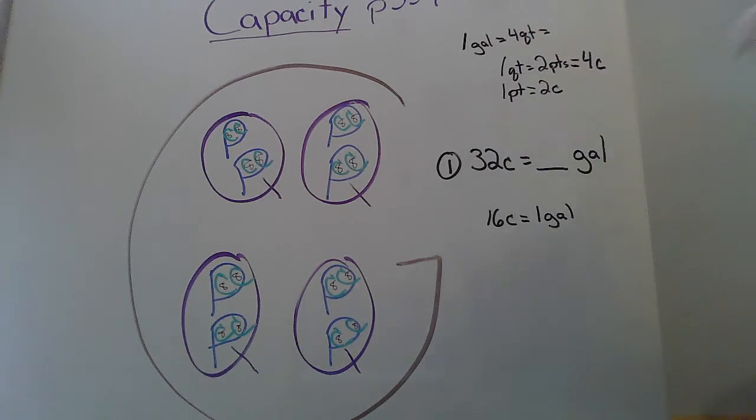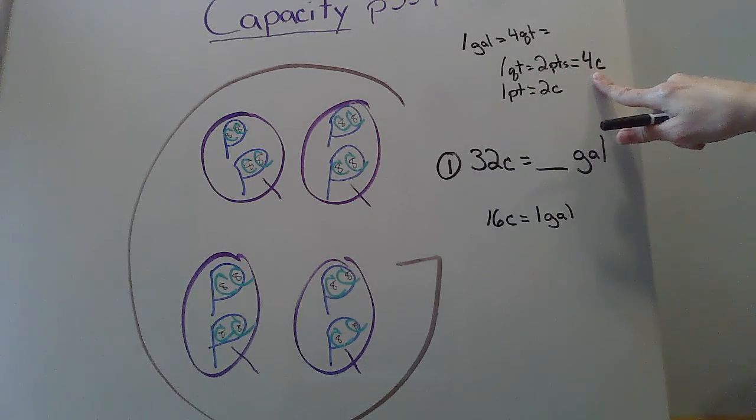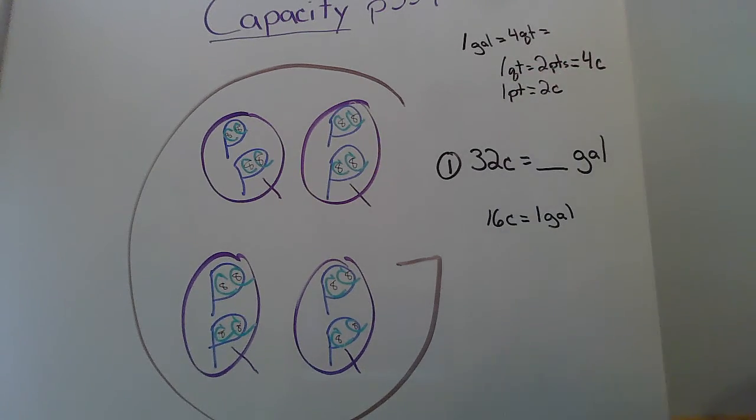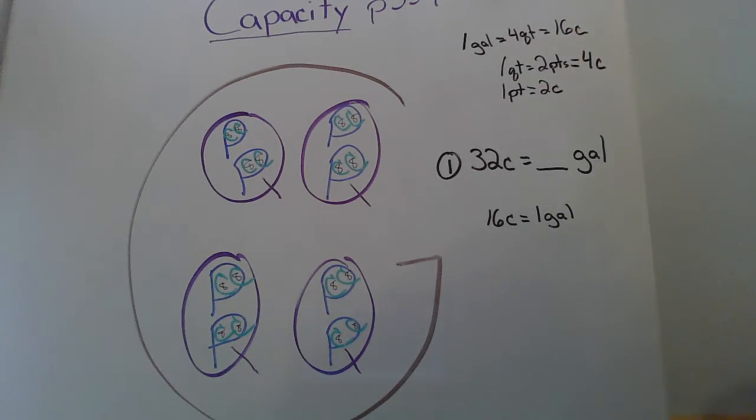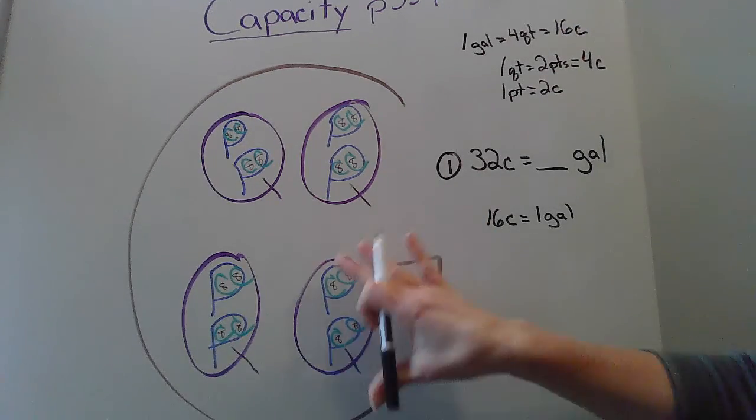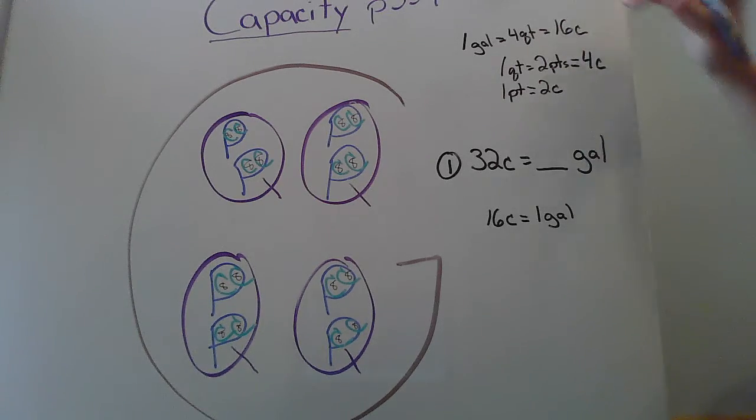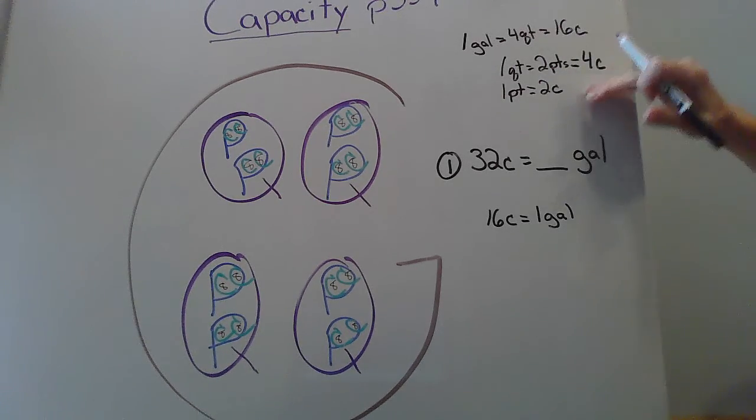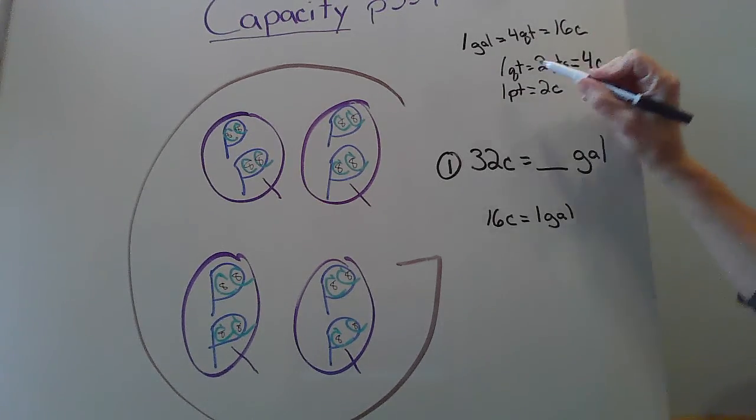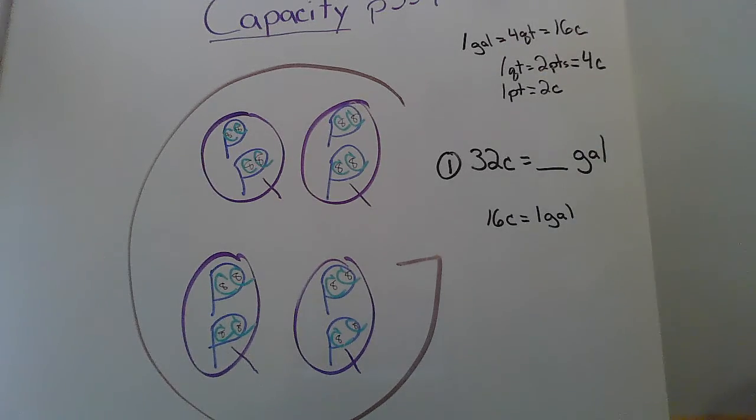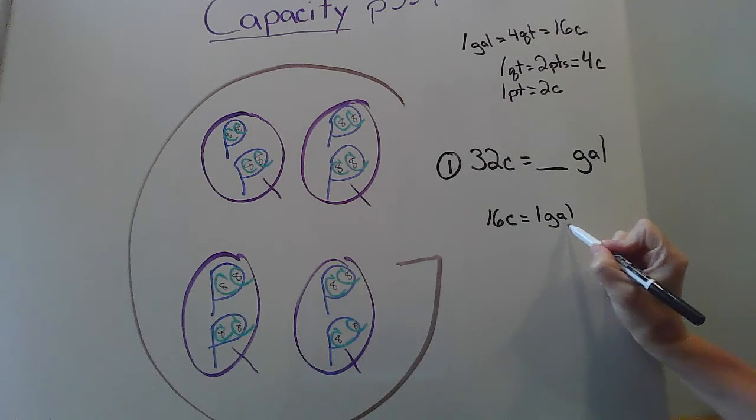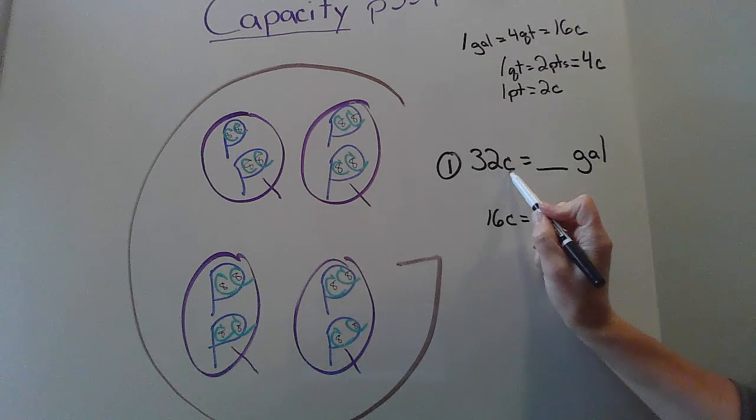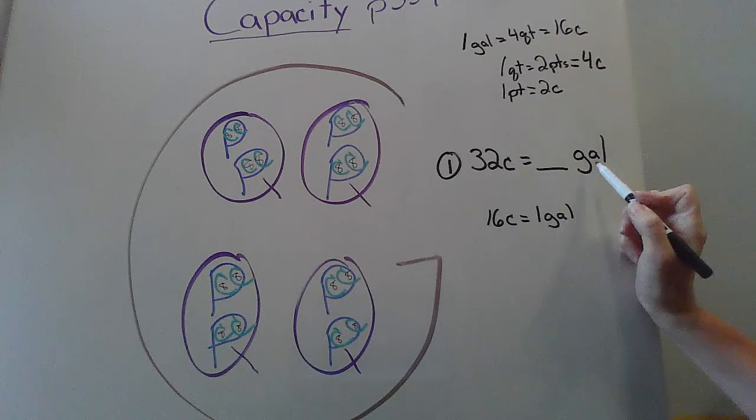Well, if I know that 1 quart is 4 cups, and I have 4 of them, 4 times 4 is 16. So you can do it either way. You can use your pitcher to help you, or you can go up your chart, making sure that you're multiplying and converting quarts and cups as you go. So when I look at this picture, I know there's 16 cups for 1 gallon. I have 32 cups. So I have to figure out how many gallons.